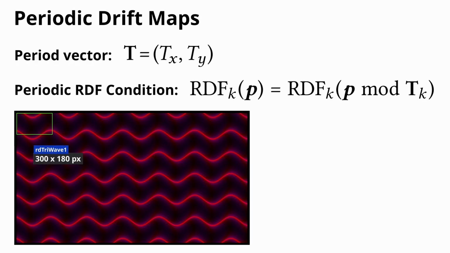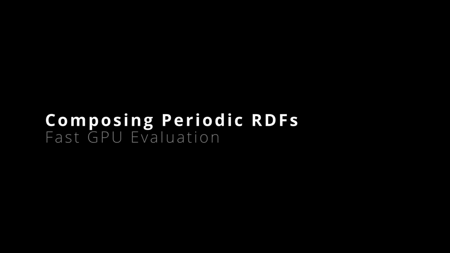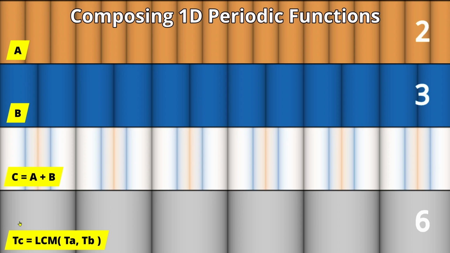So we can see here the first tri-wave only has a very small period. If you have 2 RDFs with the same period, they combine trivially, but if you need to combine RDFs with different periods, you can use the least common multiple function to find the smallest multiple of their periods for which they are properly aligned. So if we have 2 periodic functions, A and B here, with their respective periods, and we have C, which is a composition of A and B, in this case they're just adding them together, then the period of C is the least common multiple of the periods of A and B.